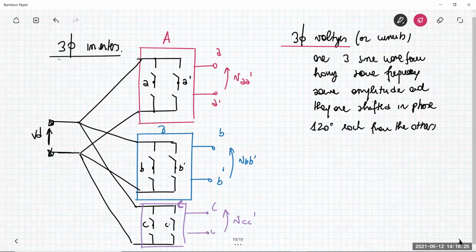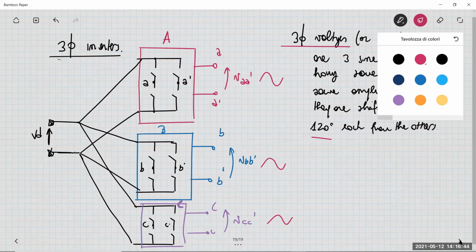So VA prime, VB prime, VC prime should be three sine waveforms that have the same frequency, same amplitude, but they have to be shifted one from the other, exactly 120 degrees. So how can you obtain this behavior?